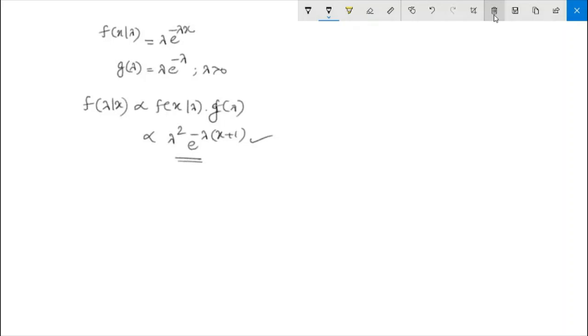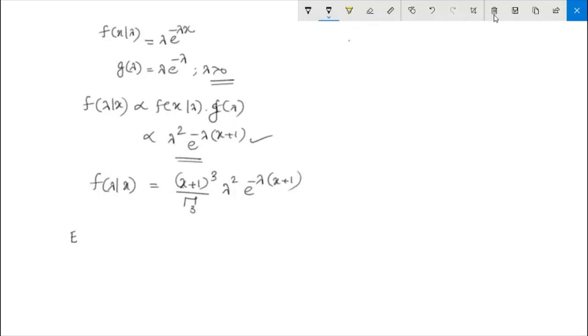So to make this a probability density function, we have to multiply the function with x plus 1 that whole cube divided by gamma 3 into lambda square e power minus lambda into x plus 1. So the conditional distribution of lambda is now a gamma distribution. Now we have to evaluate the Bayes estimator of 1 by lambda with respect to the squared error loss function.